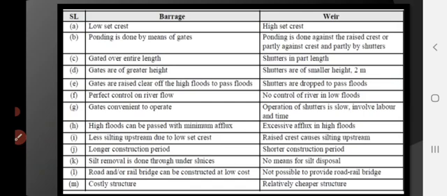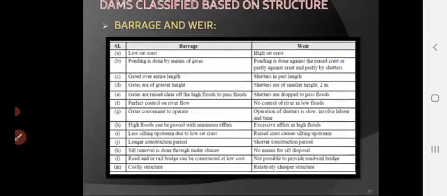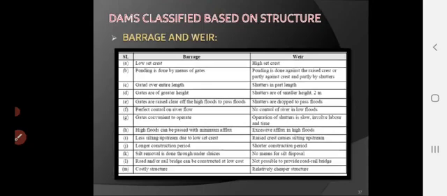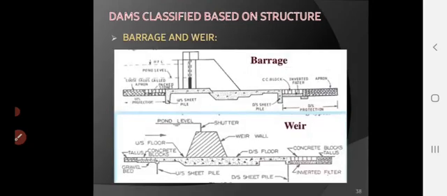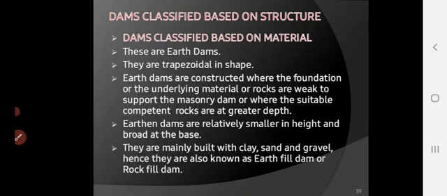Road or rail bridge can be constructed at low cost in barrage. It is not possible to provide a bridge in weir. Barrage is a costly structure, while weir is cheaper, because operation of gates is always there in case of barrage. Right? So this is a small topic. Barrage and weir both are small height dams.